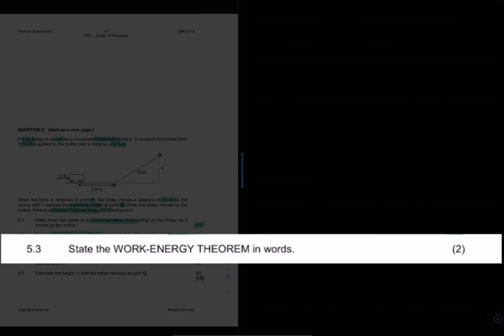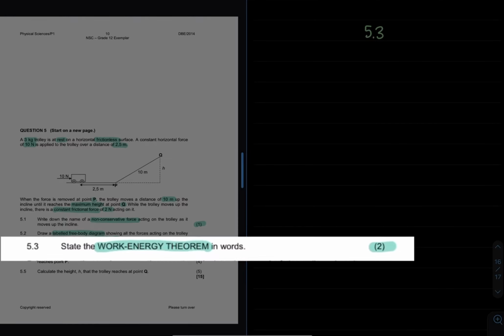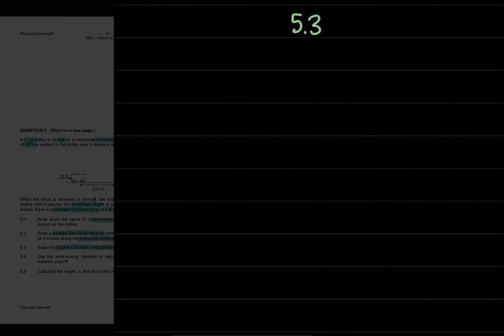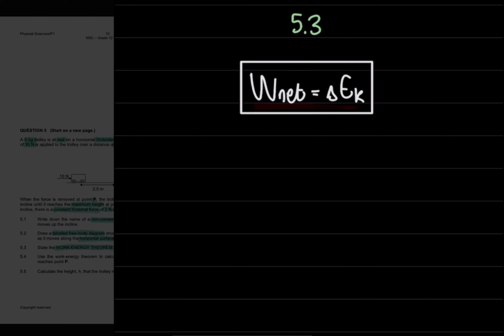In 5.3 it says, state the work energy theorem in words, for a total of 2 marks. So remember that the work energy theorem tells us that the net work done on an object is equal to the change in kinetic energy of that object. We can now use this formula from your data sheet in order to state the work energy theorem.